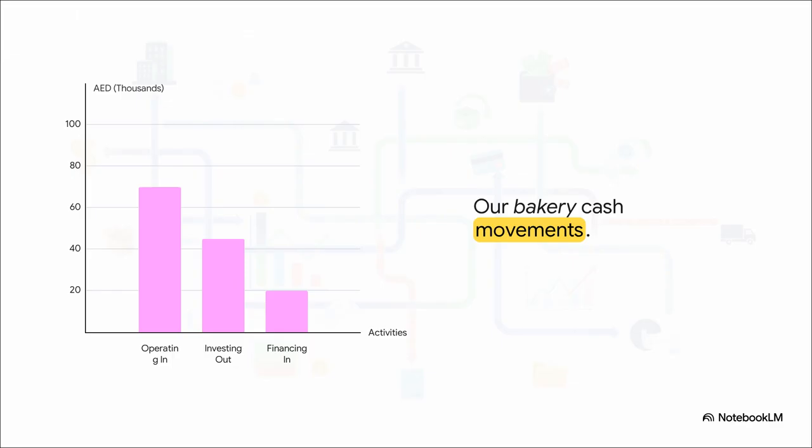Excellent. Now, in investing activities, they bought some brand new industrial ovens to expand the kitchen. That cost AED $45,000, so that's a negative cash flow for investing. Finally, under financing, they received a bank loan of AED $30,000, but paid back AED $10,000 of an older loan, leaving a net positive of AED $20,000 in financing cash flow.